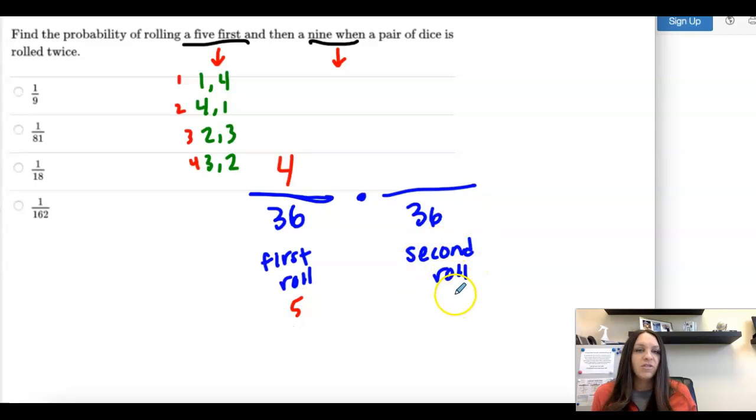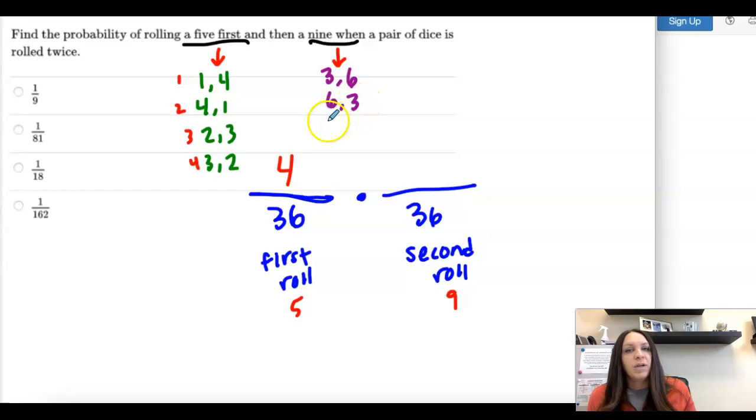Now I want to look at how many ways I can roll a 9. So just start going through the numbers. Remember, it's dice. So if I roll a 1, I can't roll an 8 on the other die, right? If I roll a 2, I can't roll a 7. But if I roll a 3, I could roll a 6 with the other die. And then switch them, 6, 3. That counts as 2 separate rolls. And then keep going. I could roll a 4 and a 5, a 5 and a 4, and then I'm at 6 again. So that's it. There's 4 ways to roll a 9.